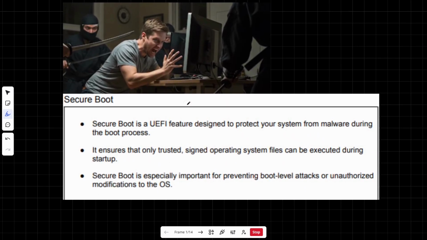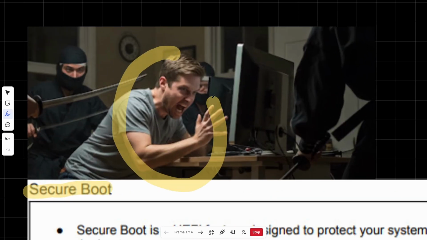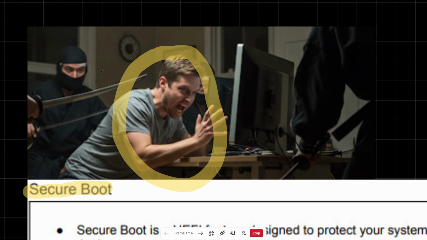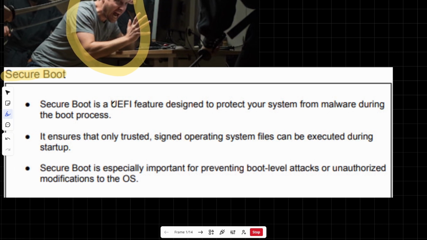All right. You can also activate something called secure boot. If you find yourself in this predicament where you've got people trying to come in and hack into your system before it's even booted up, you're just trying to boot it up, and these ninjas are coming in and trying to get at your system, guess what? Don't even worry about it, because if you activate secure boot using the UEFI, this is an advanced feature with the UEFI, not necessarily in the older BIOS. It is something that's designed to protect your system from malware during the boot process.